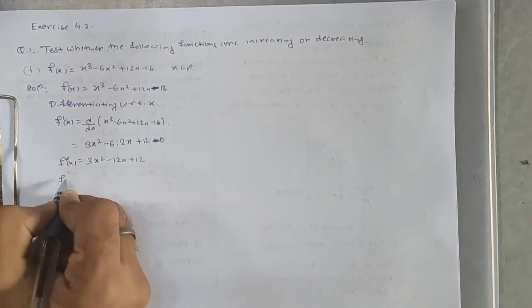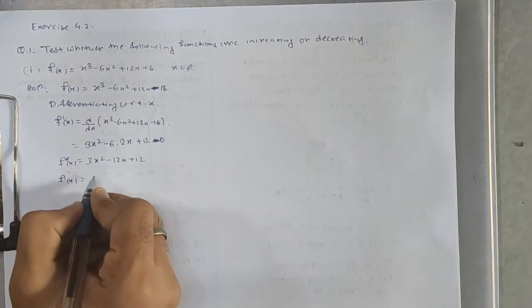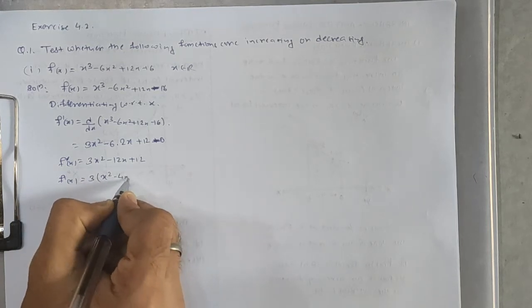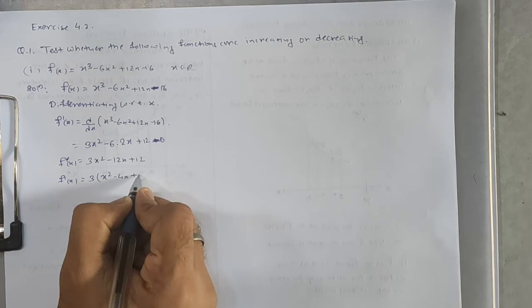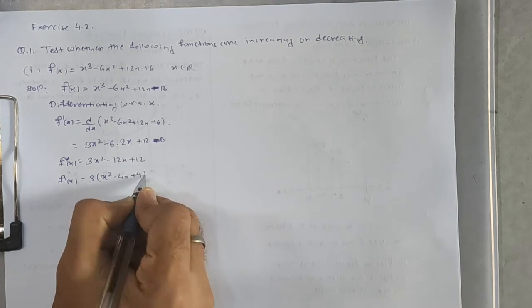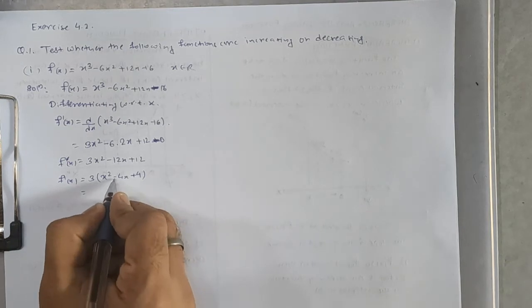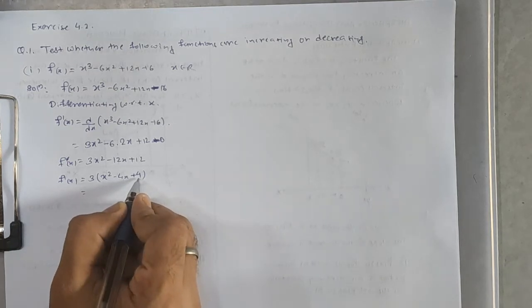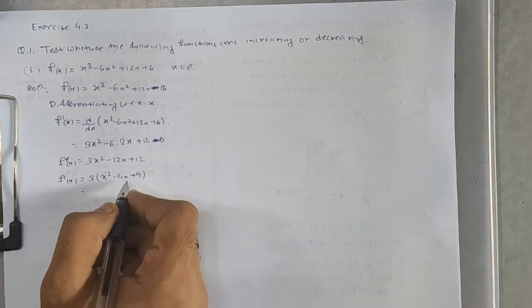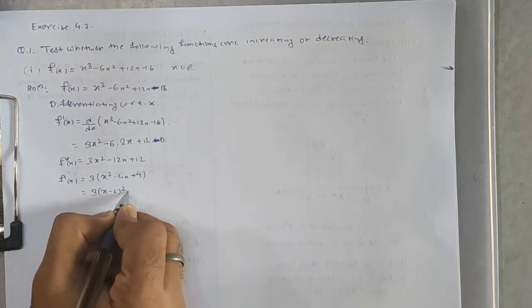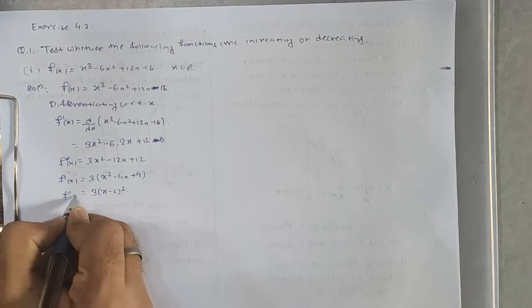Now we will simplify this. So taking 3 common, this will be x square minus 4x plus 4. Now this is a quadratic expression, so it can be written as a square minus 2ab plus b square. So this will be x minus 2 the whole square. This is our f dash of x.